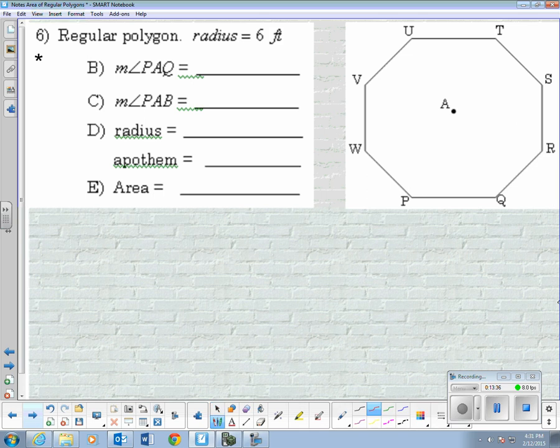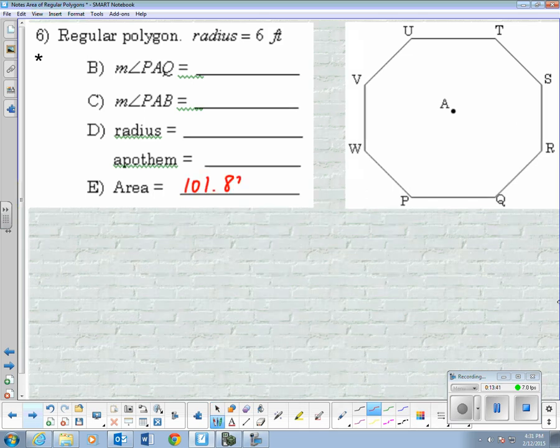All right, so now that you turn the video back on, you should have 101.8234. Of course, that should be feet squared. All right, don't forget to use your trig. The actual angle for this one, remember that central angle is 45 degrees, but the PAB is 22.5 degrees.